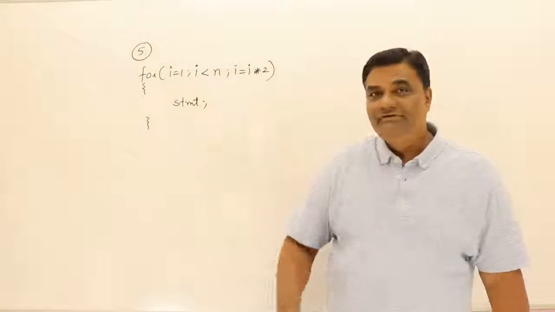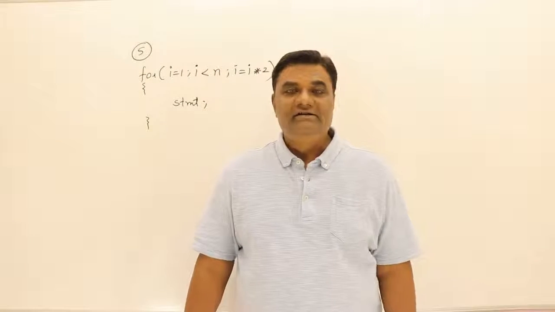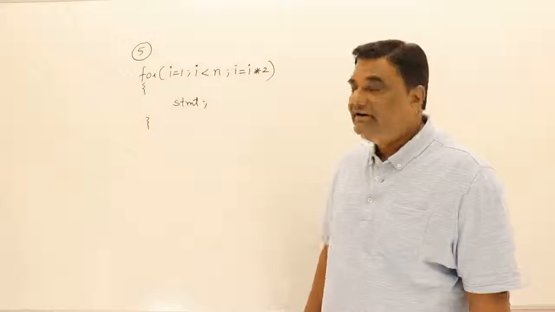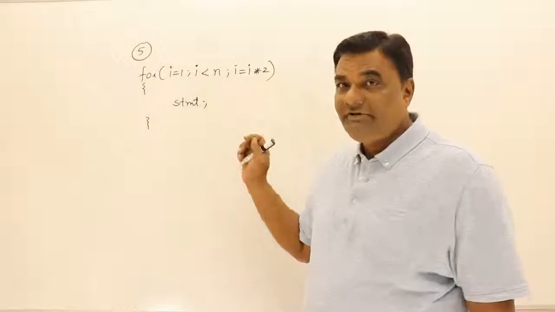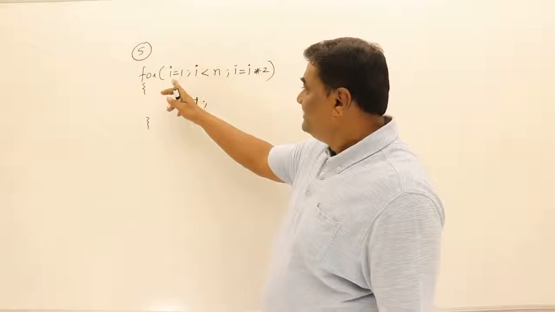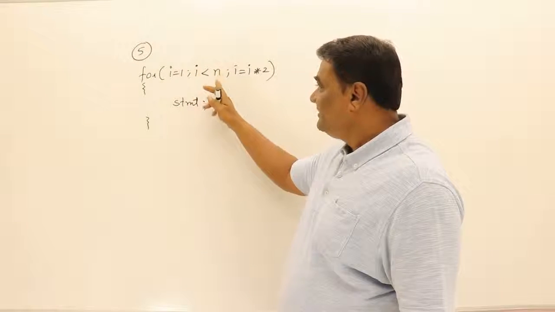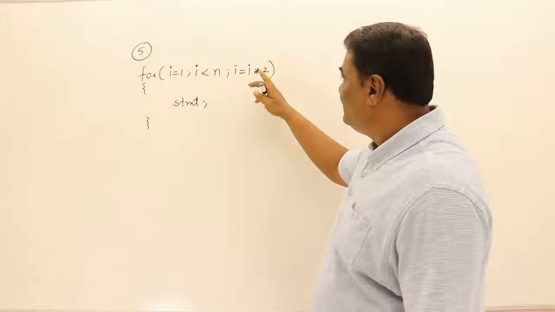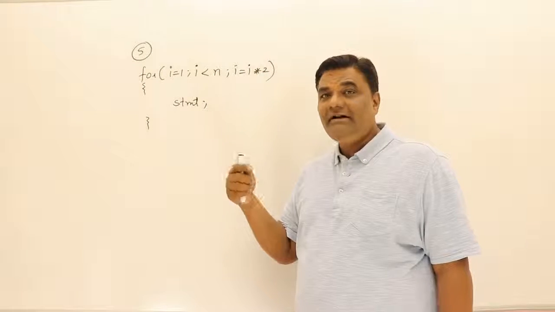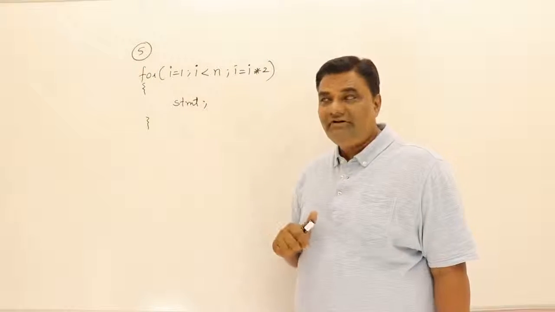Next, I have this piece of code. I have to analyze and find the time complexity of this one. In this code also a for loop is used. But the loop is starting from 1 going up to n, that is less than n, and it is being multiplied by 2. I is multiplied by 2 every time.